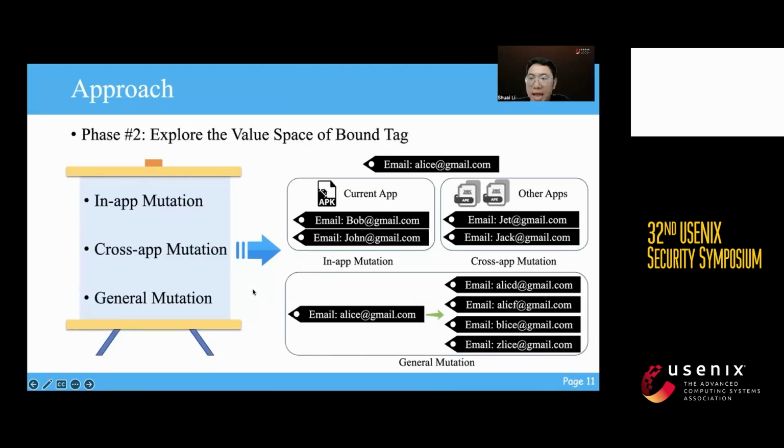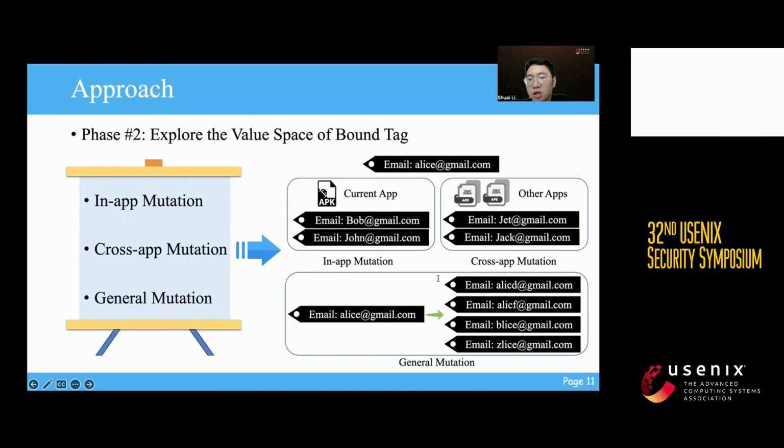After triggering the user tag sharing service and identifying the employed bound tags, we need an effective way to explore the value space of these bound tags, so as to generate fake but valid bound tag values for fuzzing. The core idea of UTSFuzzer for exploring the bound tag value space is building a user tag value database with tag values shared by mobile services. Specifically, its strategy consists of three aspects: in-app imitation, cross-app imitation, and general imitation.